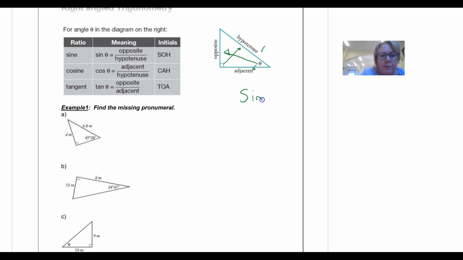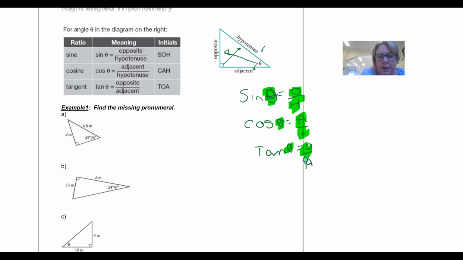Sine is opposite over hypotenuse, cos is adjacent over hypotenuse, and tan is opposite over adjacent. Now we use those to find missing sides and angles. So it's like having a formula with three unknowns, an angle and two sides, and we need to use those to find an angle or a side.